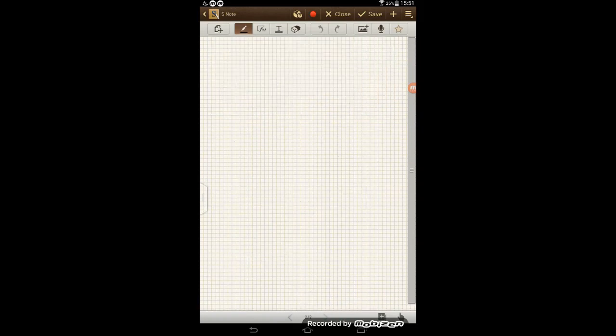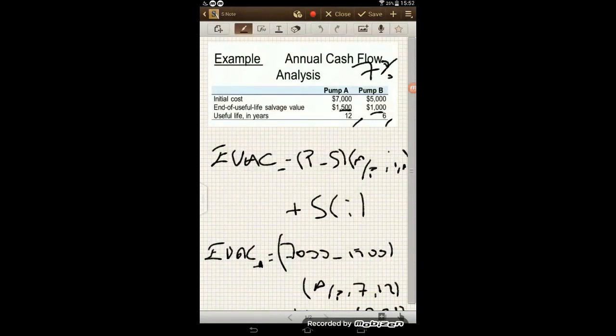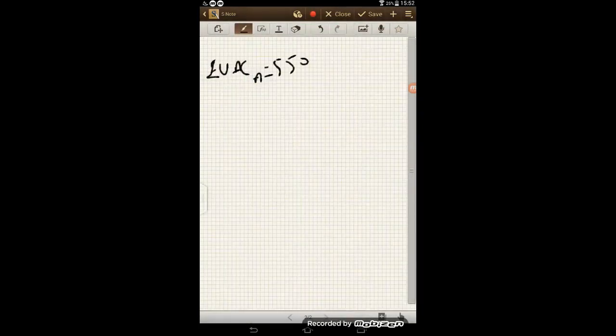If we write it down again, the equivalent uniform annual cost for A is going to be 7,000 minus 1,500, which is 5,500, multiplied by A over P, 7% for 12 years, 0.1424, plus 1,500, which is the salvage value, multiplied by 0.07, and the total is going to be $797.